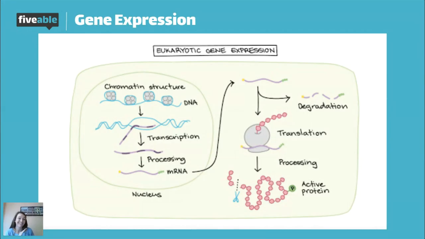In prokaryotes, none of that processing happens. So they don't shorten their mRNA, and they don't add the 5' cap and 3' poly A tail.